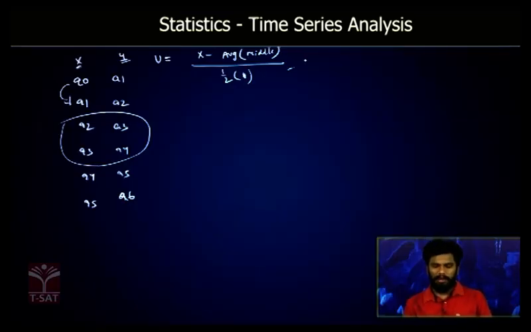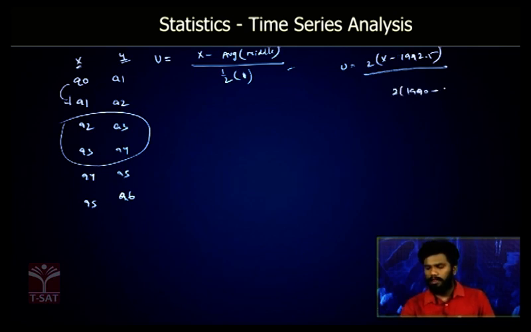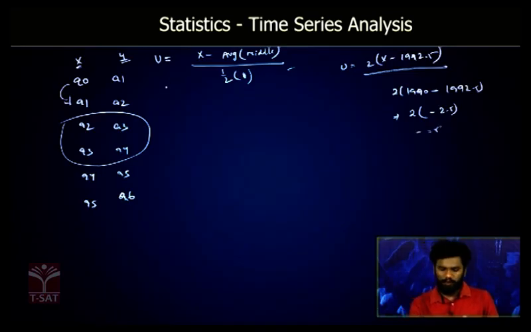Now substitute all the values in u. Put 1990. So first, what is the average of the middle two values, 1992 and 1993? It will become x minus 1992.5 divided by half into 1, so it will become like this: u value will be 2 into x minus 1992.5. Substituting 1990, 2 into 1990 minus 1992.5, it will become 2 into minus 2.5, which is minus 5. So the u value will become minus 5 here. In the same way we have to calculate for all the values of u.